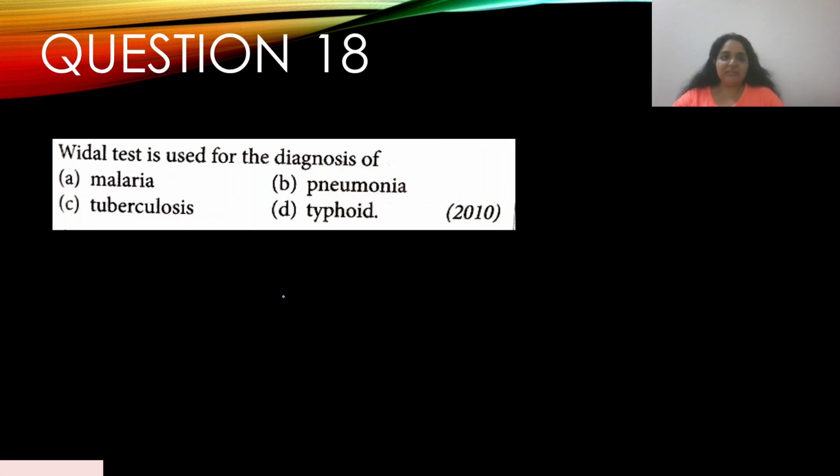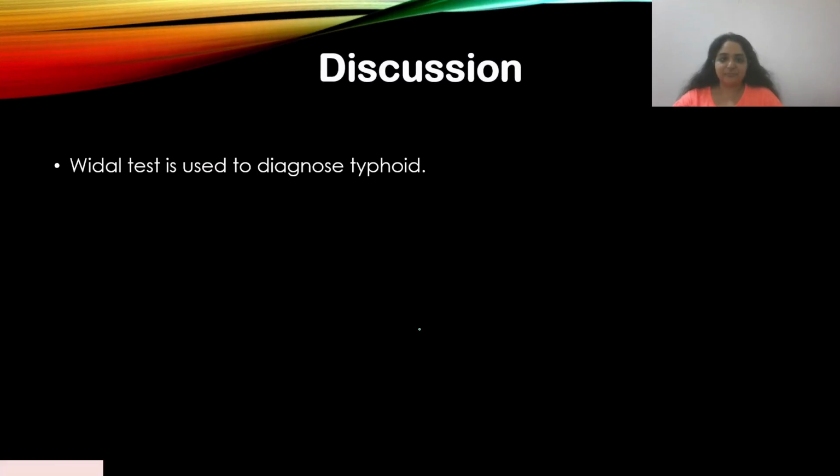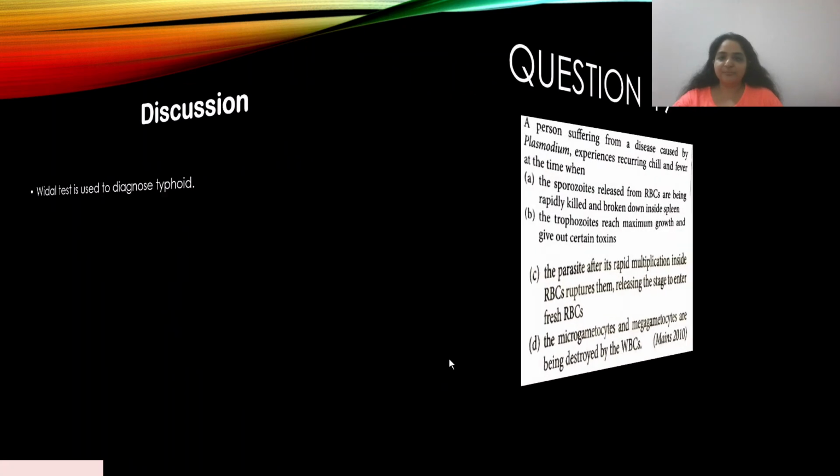Okay, question number 18. Vidal test is used for the diagnosis of... again, the same question. We already discussed this. This appeared in 2010. It's A. Malaria, B. Pneumonia, C. Tuberculosis, and D. Typhoid. So the answer is typhoid. Vidal test is used for diagnosis of typhoid. All right. Let's move on to the next question.